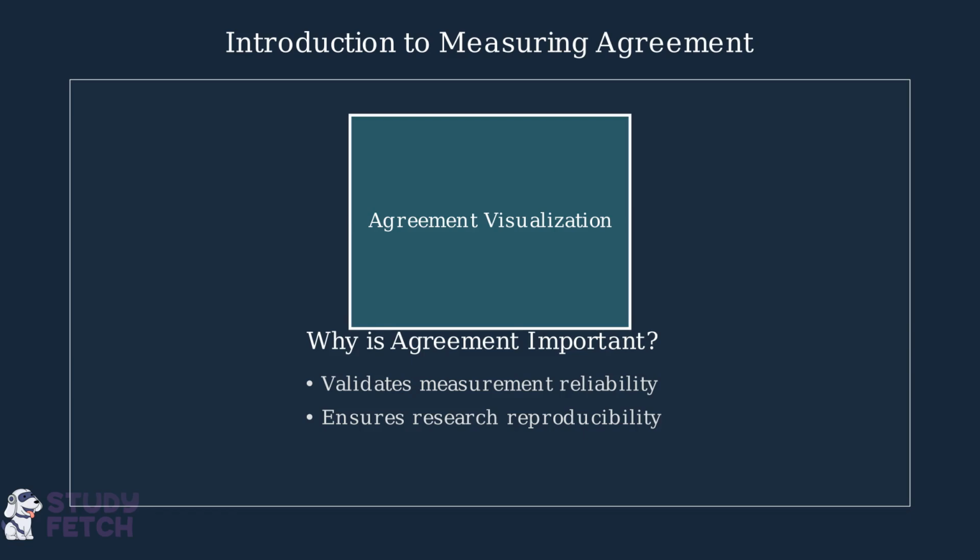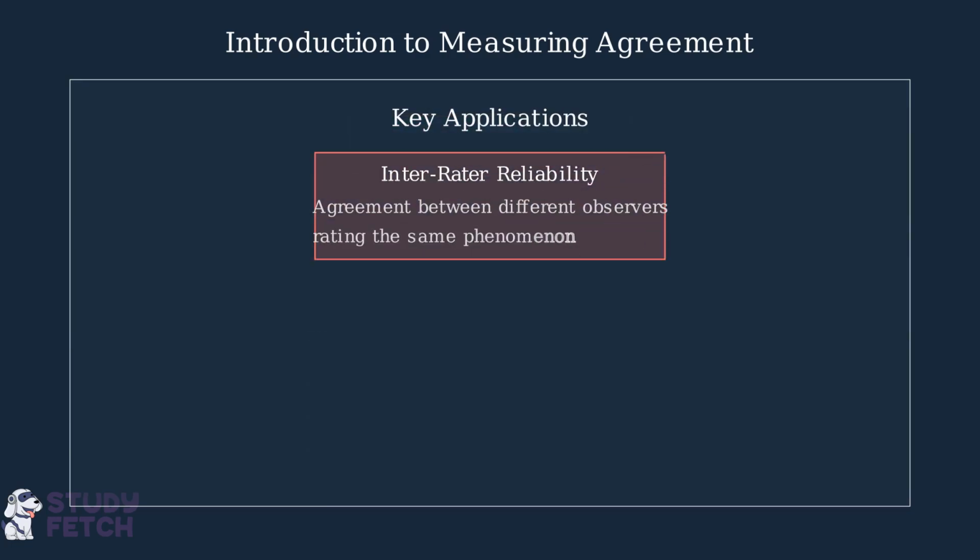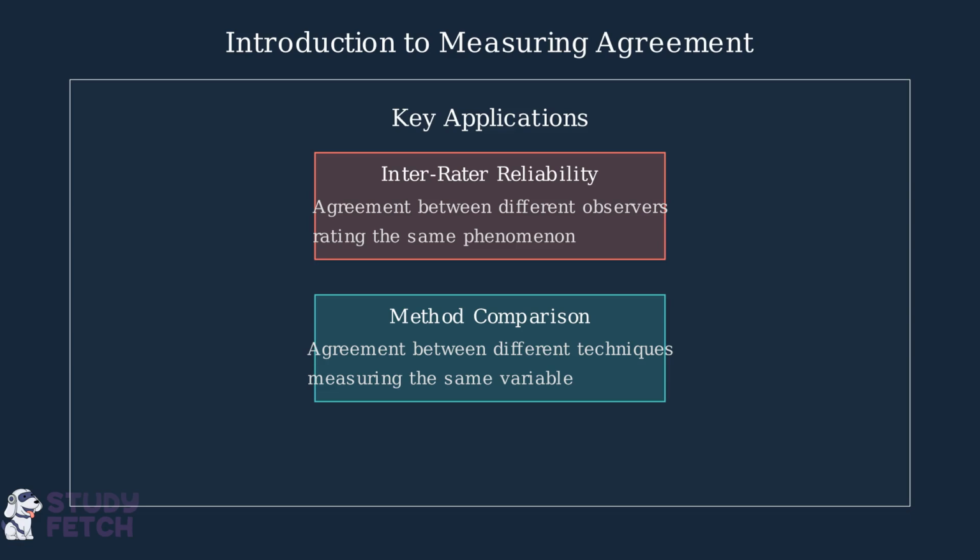When measurements show high agreement, results can be reproduced across different settings, times, or laboratories. Poor agreement, on the other hand, increases the risk of drawing flawed conclusions from your data. Agreement is assessed in two key applications. First, inter-rater reliability, which measures consistency between different observers. Second, method comparison studies, which determine if different measurement techniques can be used interchangeably.